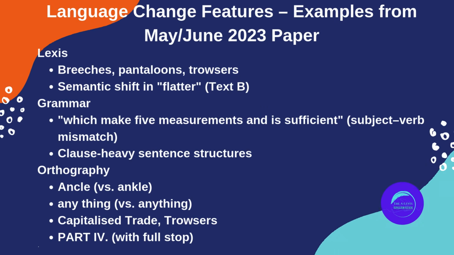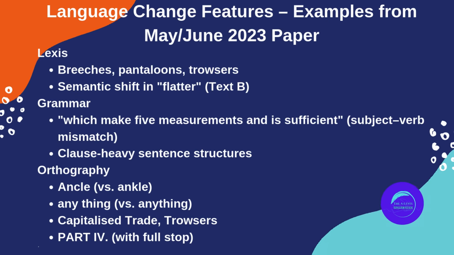Under lexis, we have breeches, pantaloons, and trousers, now obsolete clothing terms, as well as the shifting use of the word flatter in text B. Under grammar, we see a mismatch in subject and verb agreement in the phrase, "which make 5 measurements and is sufficient," and clause-heavy sentence structures throughout the text.